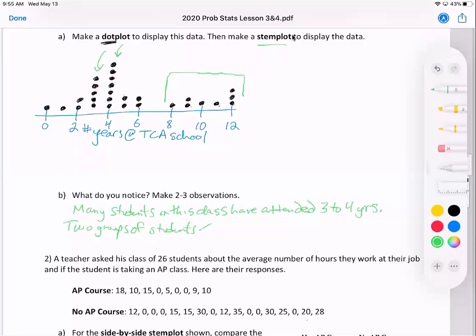We have the large number who are 6 or less years. So that's that kind of group on the left, all these people. And then we have a smaller number who are 8+ years.